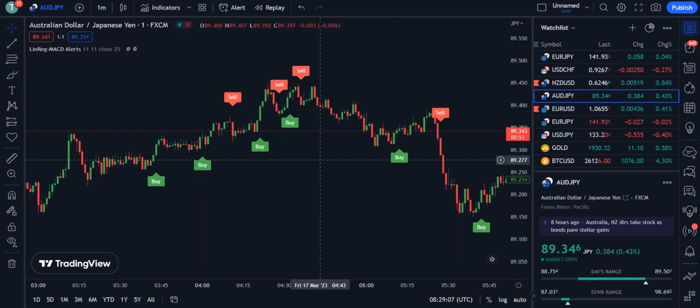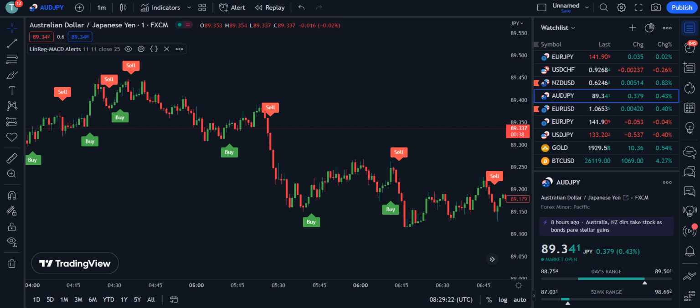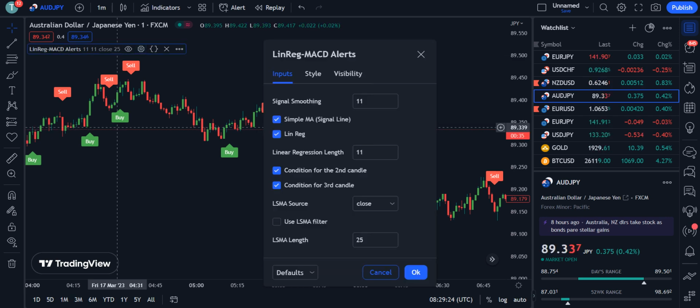Here, this is the indicator that you can see. It gives us buy and sell signals: whenever the market has an uptrend, it will give you a buy signal, and when the market has a downtrend, it will give you a sell signal for entering into the market for buy or sell positions. We will go into the settings of this indicator. From here, we will change the linear regression length from 11 to 2.